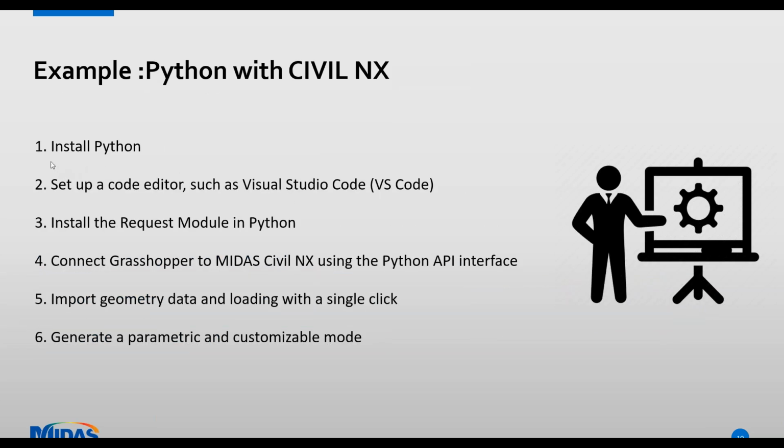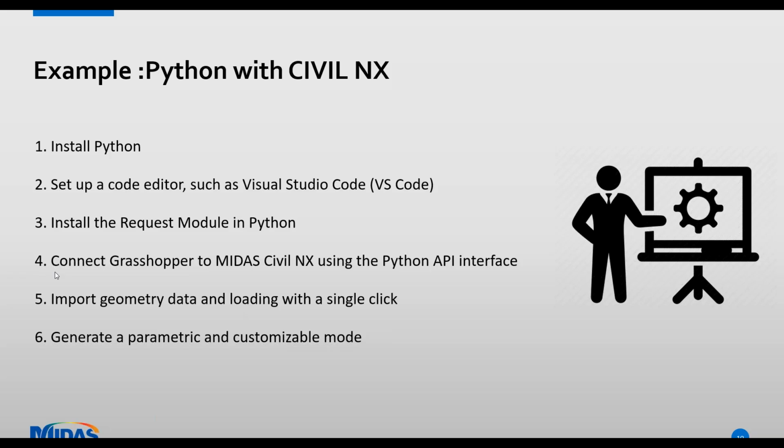Okay. So for setting up, first we will install Python, or nowadays we also have a desktop based, sorry, a web based application. So you don't need to install Python as well. Then set up the code editor such as Visual Studio Code. Install the request module in Python. Connect the Grasshopper to the MIDAS Civil NX using the Python API interface. Import the geometry data and loading with a single click and generate the parametric and customizable model. Okay. So that's about our example.